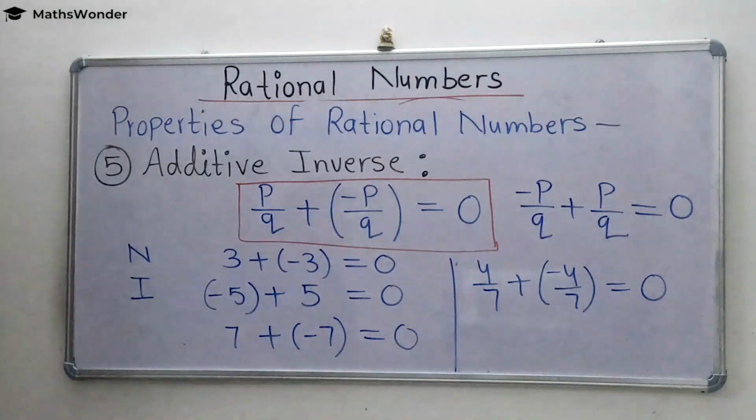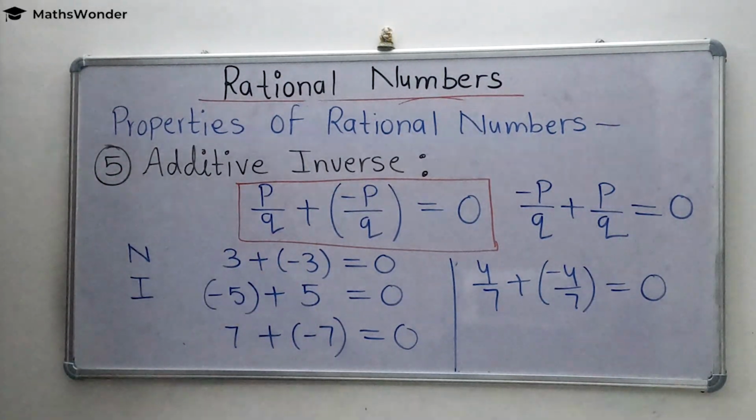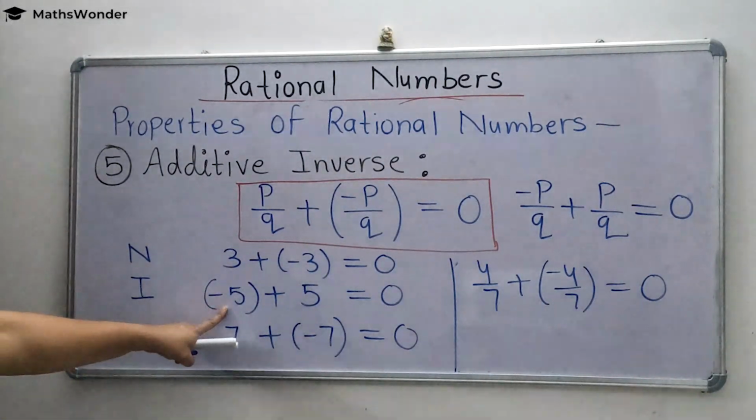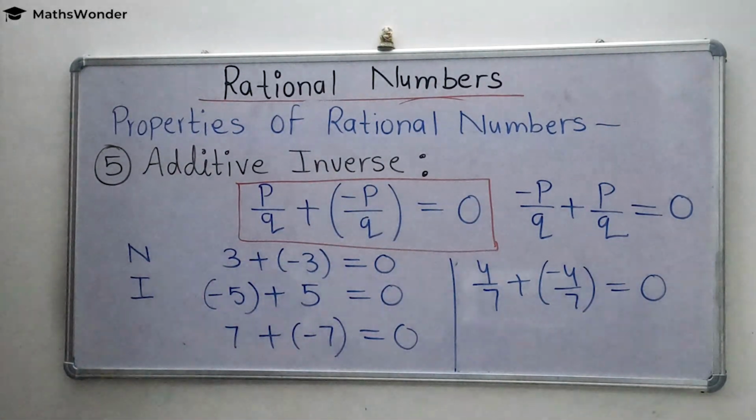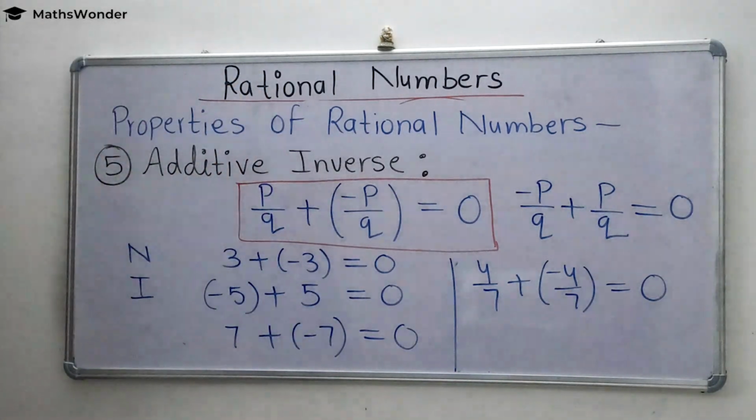Now check rational numbers. So 3 added with negative 3, then you will get 0. If you add any negative number with the positive one, you will get 0. So basically you have to put the opposite sign. So one is the additive inverse of the other one. So 4 over 7 and negative 4 over 7 are additive inverses of each other. Understood?